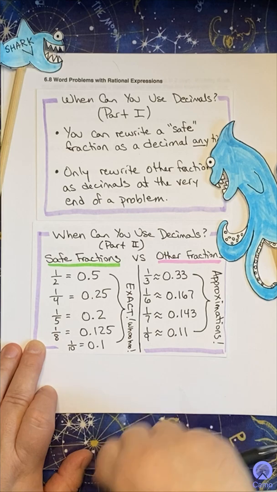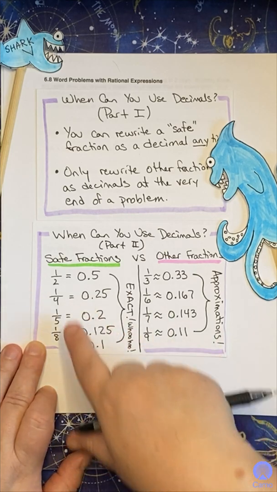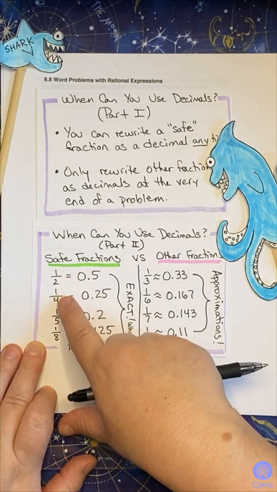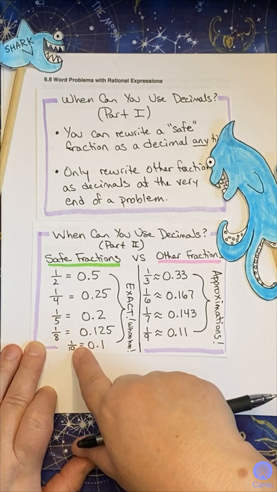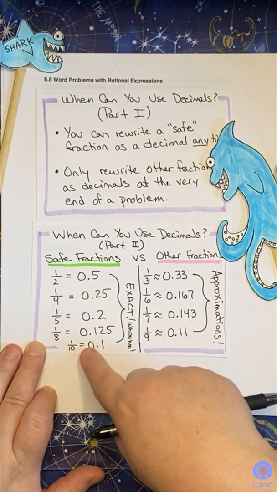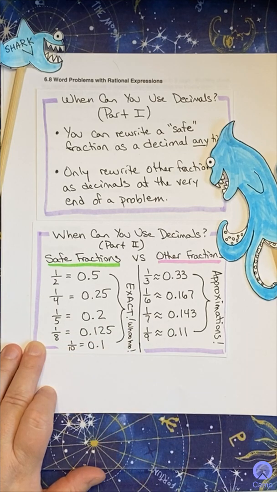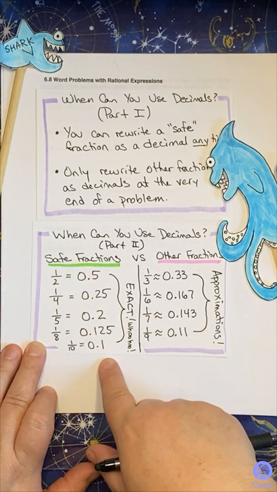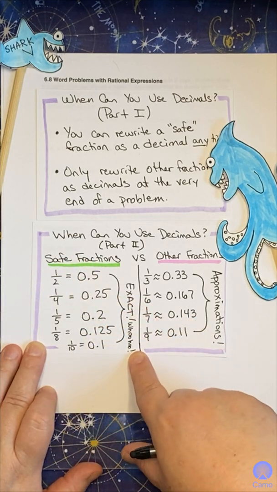Don't panic. What? There's a pterodactyl. Just ignore it. So 1/2, 1/4, 1/5, 1/8, 1/10, or pretty much anything in the numerator over these will also work. Those are all going to be safe. You are welcome to convert these to decimal at any time. You're just like, you know what? Fractions are great, but I want to do decimals now. Awesome. These are all safe. These are exact values. We're very happy.